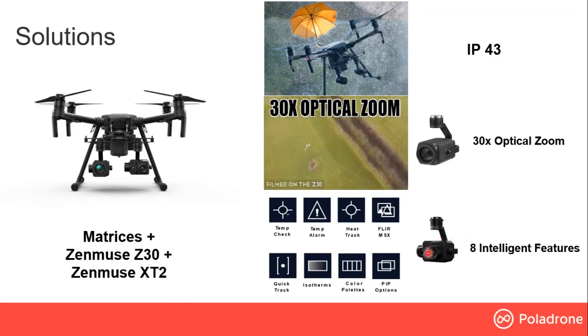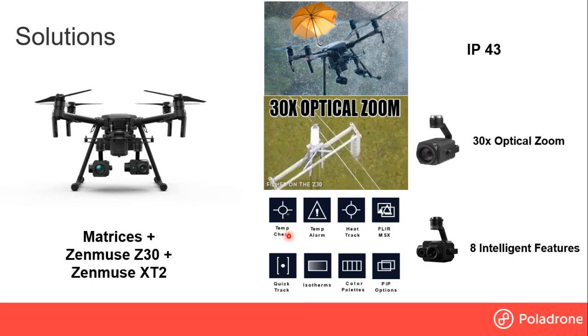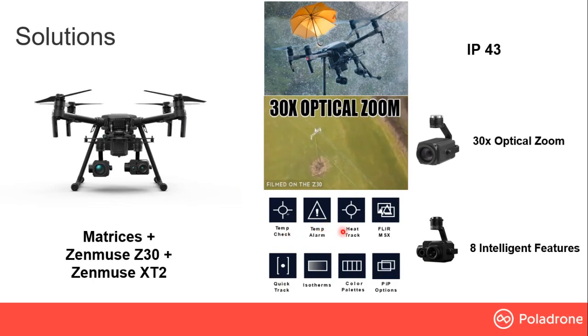This is a thermal camera, specially used to do some inspection at night or even for solar panels. This is just some of the intelligent features it comes with. You have temperature check, where anytime you press on the screen, you can immediately find out the current temperature of the object. And also temperature alarm. You can preset a temperature, say for example, 60. So anytime you're flying and doing some inspection, anything higher than 60, it will alert you.